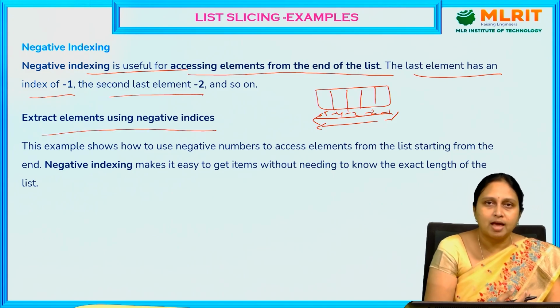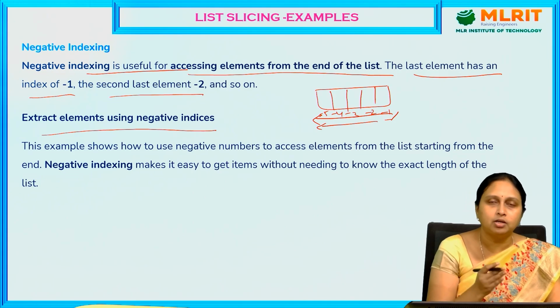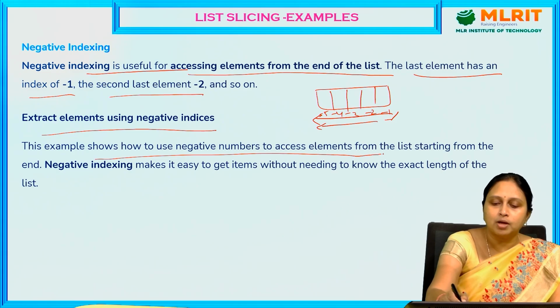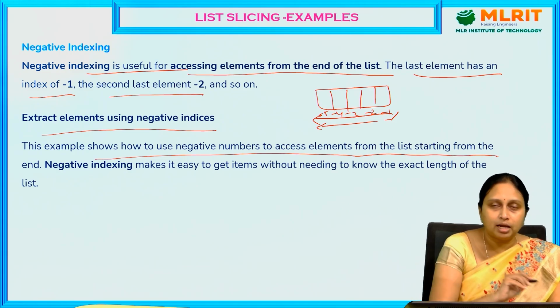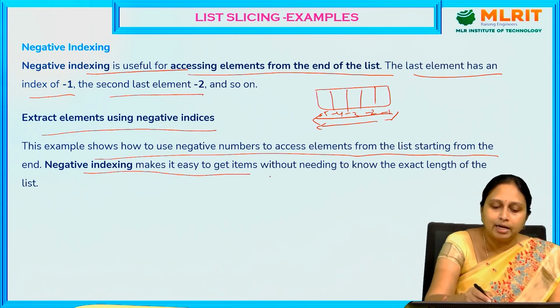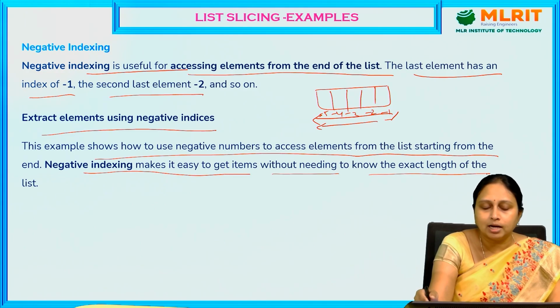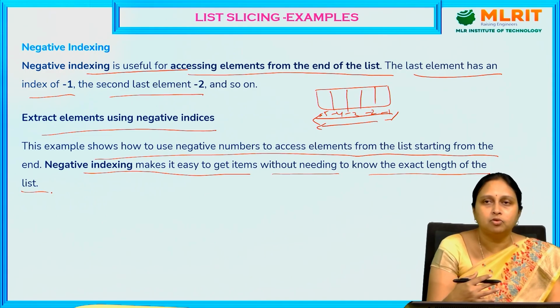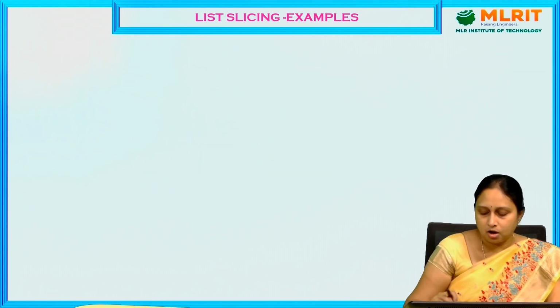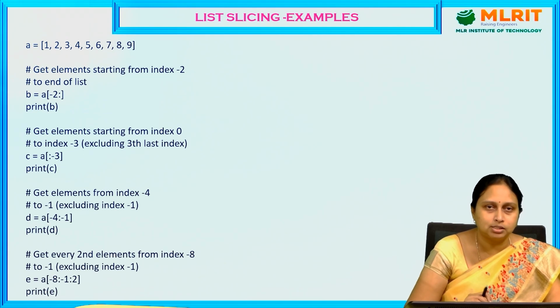Same as we have seen in the list slicing syntax, we have the start, stop as well as step. In the same way, we can use this for negative indexing also. This example shows how to use negative numbers to access elements from the list, starting from the end. As I told you, negative indexing makes it easy to get items without needing to know the exact length of the list. Without knowing the length of the list, we don't know what it is, right? Negative indexing lets us work without finding the length of the list. Okay. Now, let us see the example of how we perform this negative indexing.